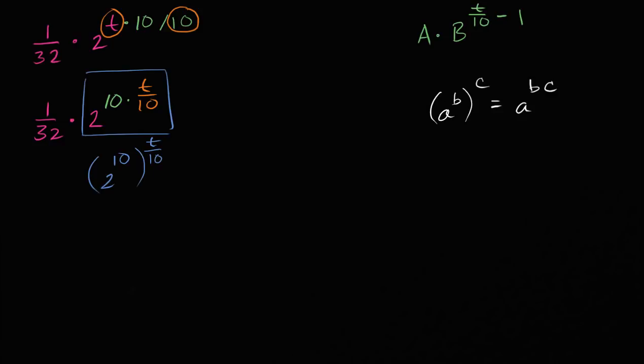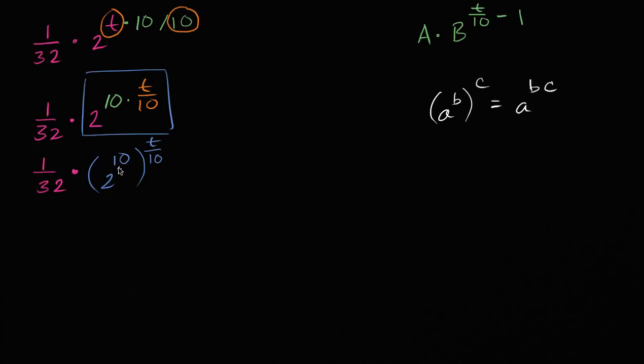And of course, we still have the 1/32 over here. I'm tempted to write that as 2 to the negative 5th power, but I won't do that just yet. So let's see. What's 2 to the 10th power? Actually, let's just keep it as 2 to the 10th power, just for simplicity right now. Later we can, you might know that that's going to be 1024.